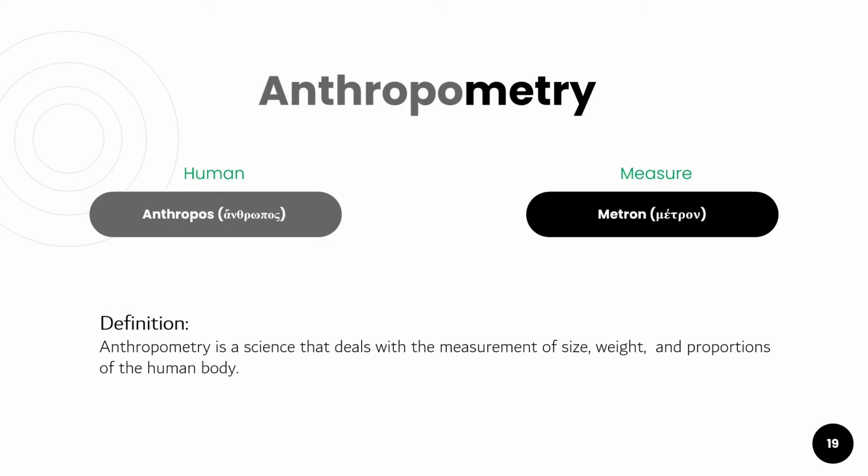The word anthropometry was derived from the Greek word. Anthropos means human and metron means measure. Anthropometry is a science that deals with the measurement of size, weight, and proportions of the human body. The human form comes in many different shapes and sizes, and designing furniture to accommodate people in whatever capacity requires a working knowledge of the interaction between design objects or spaces and the ultimate users.